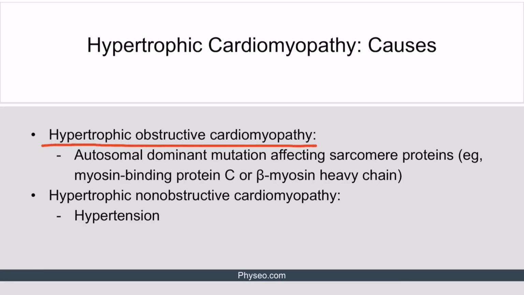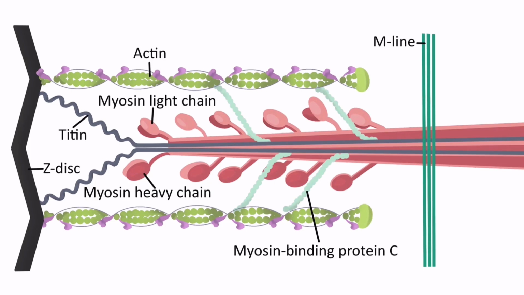Hypertrophic obstructive cardiomyopathy can be caused by an autosomal dominant mutation affecting sarcomere proteins like the myosin-binding protein C or beta-myosin heavy chain. On the other hand, the most common cause of hypertrophic non-obstructive cardiomyopathy is hypertension. This is an illustration of a sarcomere with its components. Please note that hypertrophic obstructive cardiomyopathy is most commonly caused by an autosomal dominant mutation in the gene that codes for either myosin-binding protein C or beta-myosin heavy chain. This is in contrast to the TTN mutation affecting titin, which is seen in patients with familial dilated cardiomyopathy.